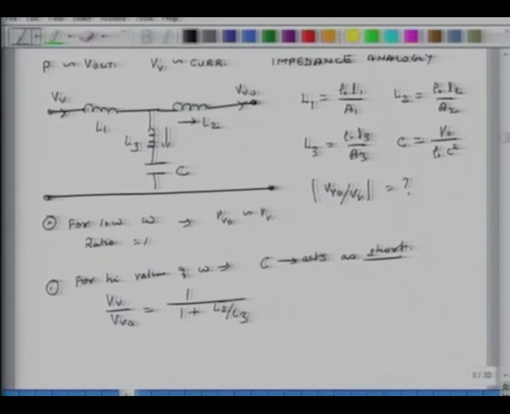The influence of capacitance will be virtually negligible. I am just ignoring that. And if L2 is very large compared to L3 (remember, L2 and L3 are inductances, which are these numbers, they are not lengths by themselves), then V over V naught is essentially L3 over L2.